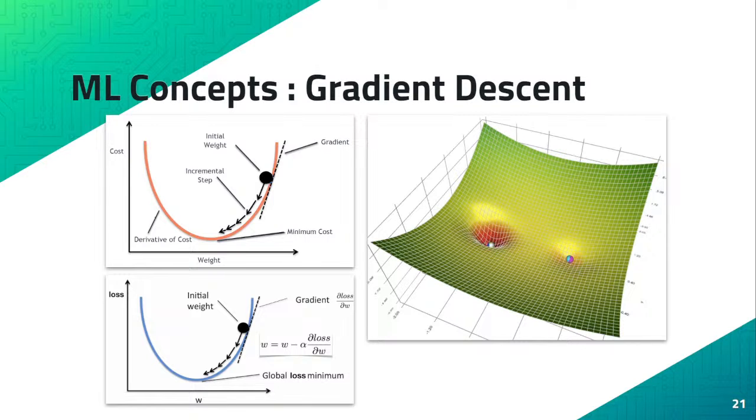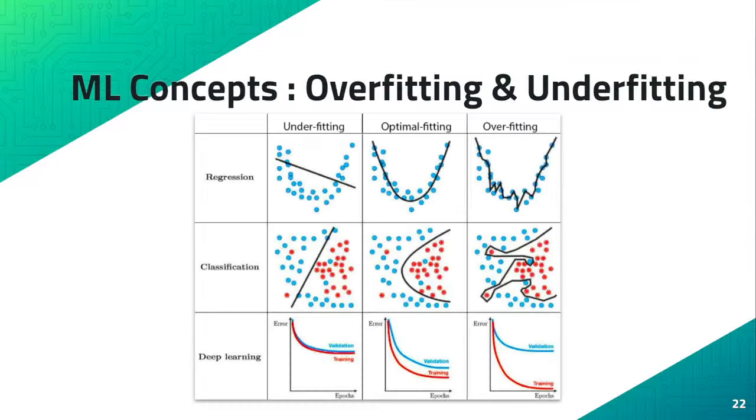And there are many algorithms to try to find the lowest minimum. Your choice of algorithm actually depends on the problem and the data you feed in. So if you were to put too many parameters in your model, for instance, 2 million neurons for a simple problem, you would run into something called overfitting.